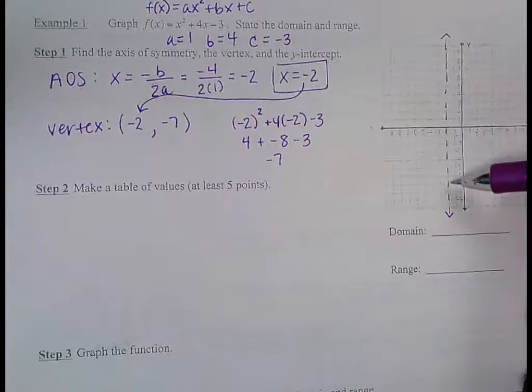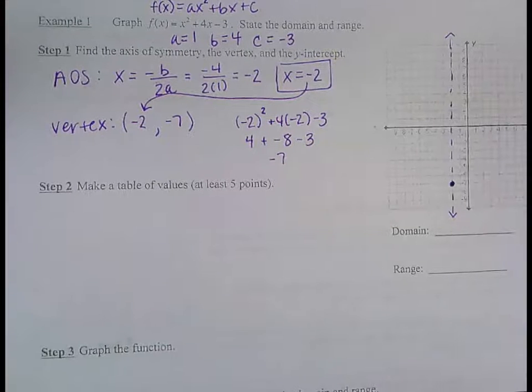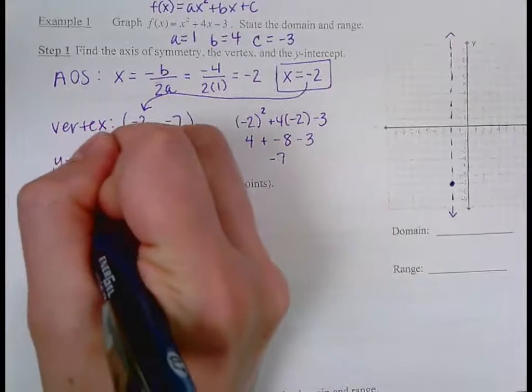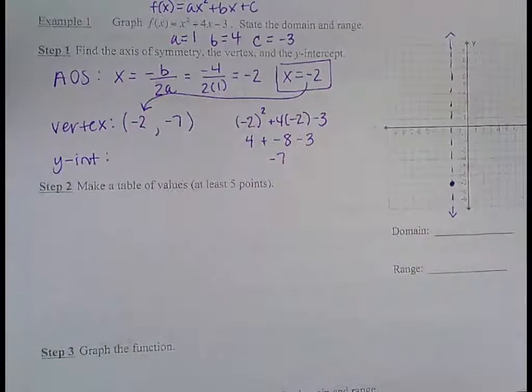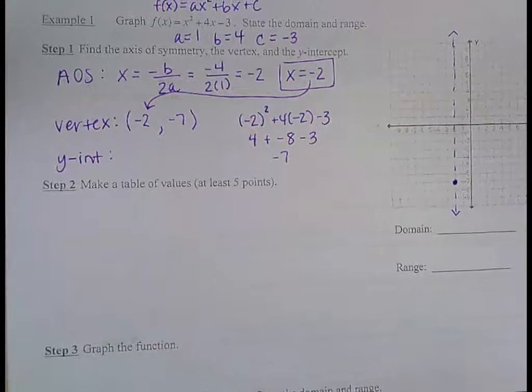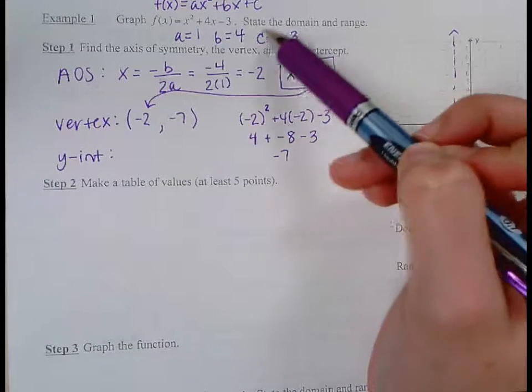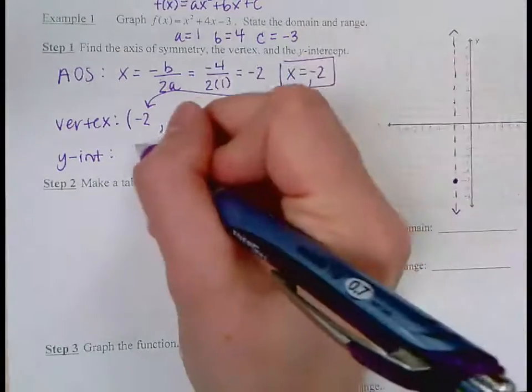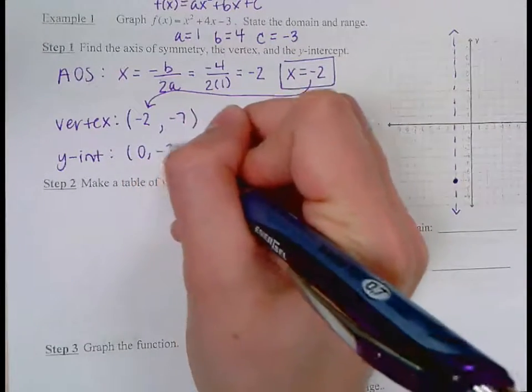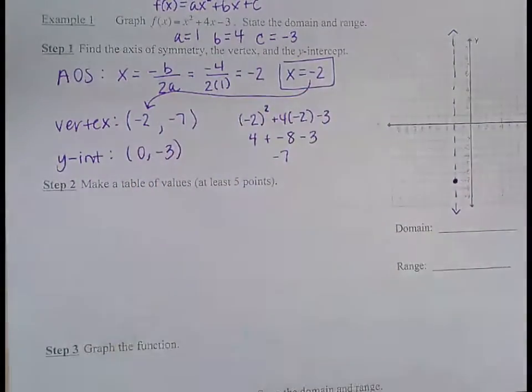So -2, -7. And then I'm going to plot, usually once I find something, I plot it right away. So I can plot -2, -7. And then for the y-intercept, so this is always your c value, -3. So it's the ordered pair 0, -3, or if you just said -3, that's okay.